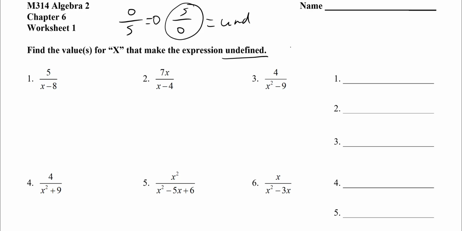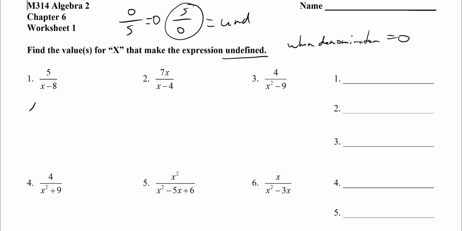So when the denominator equals 0, I don't care about the numerator. I don't care about the top. I only care about the bottom. Literally, you're going to set the bottom equal to 0 and solve. There's a lot of factoring involved here too. It's all part of chapter 5, which is factoring.